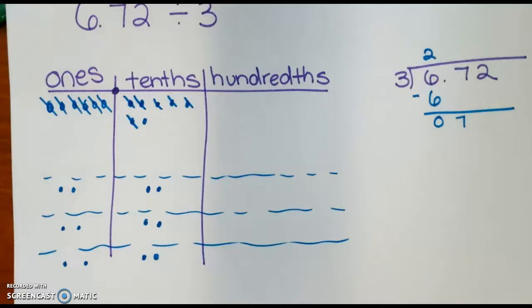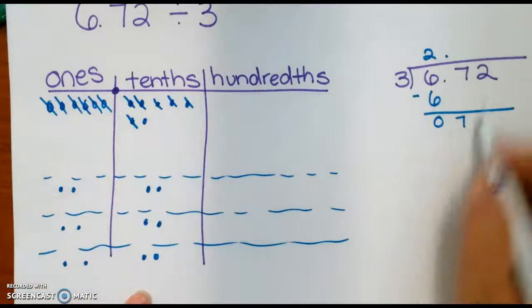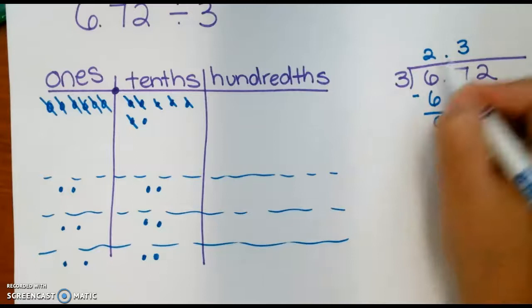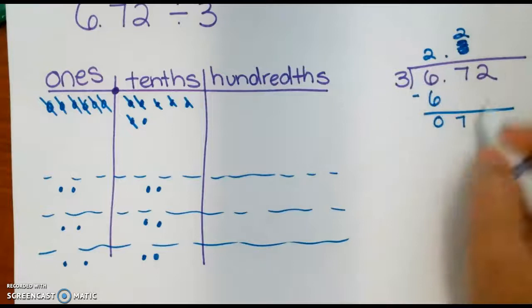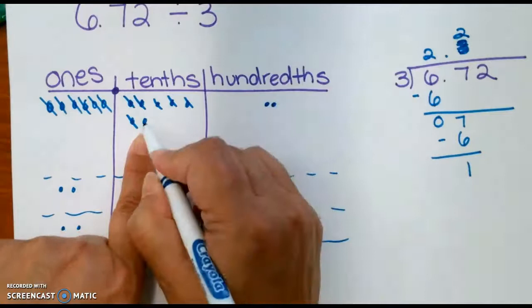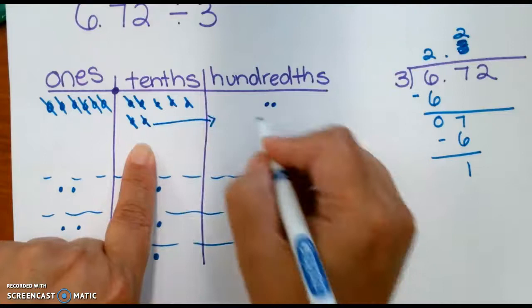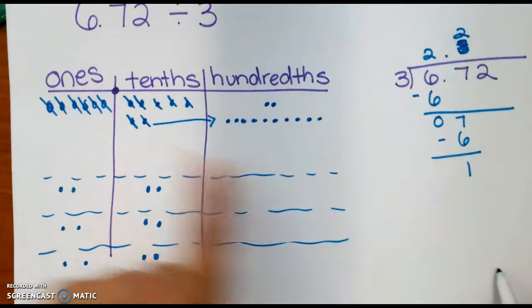We're going to divide 7 divided by 3. We said that's going to be 3 groups, and sorry, there's 2 in each group. 2 times 3 is 6, and when I subtract, I have 1 left over. There's my 1 tenth. I started out with 2 hundredths, but I can change this 1 tenth into 10 hundredths. So now I have 12 hundredths, and I'm going to put them into 3 groups.